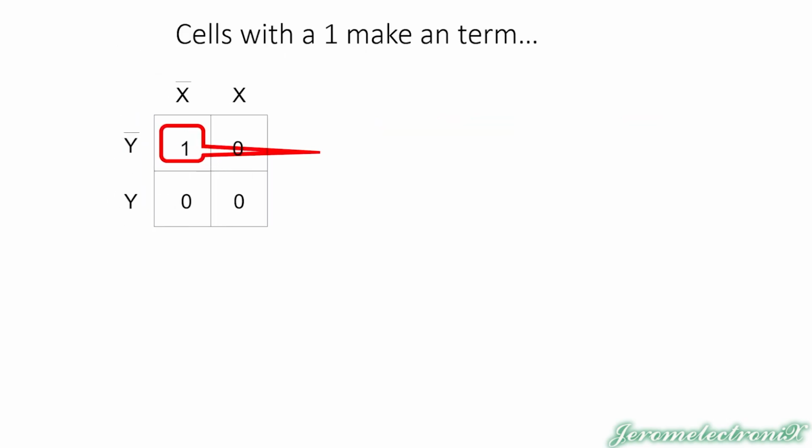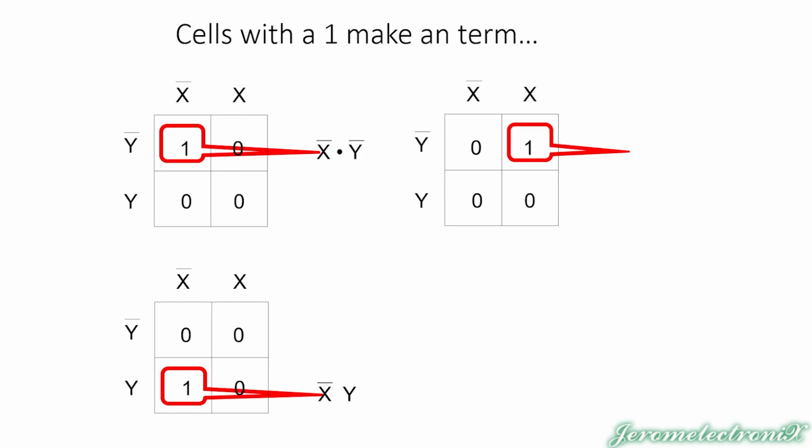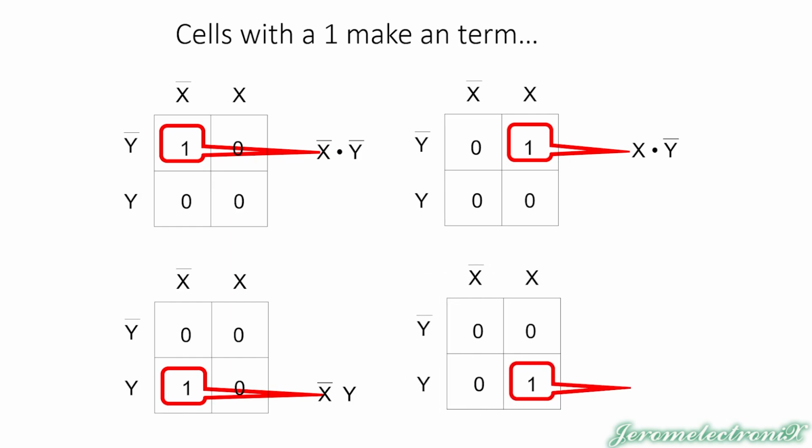Now, cells with a 1 in them in a K-map make a term. For example, if you see a K-map that looks like this with a 1 in this location, then we call that a not X, not Y. It's multiplied. We don't say it's multiplied because it's implied that it's multiplied if they're just next to each other. This one, what is this one? Can you call what this one is? Hopefully you call this a not X, Y. This one? This one is referred to as X not Y, and this one is referred to as XY.